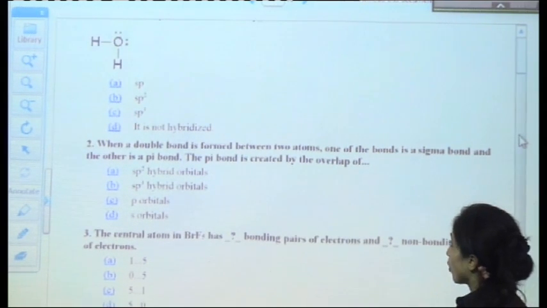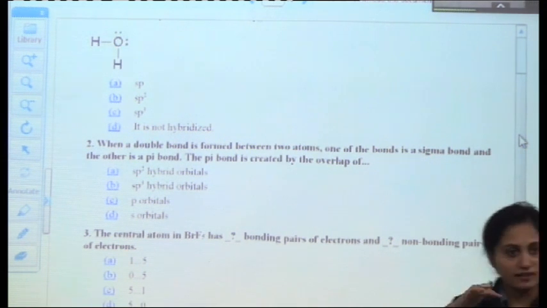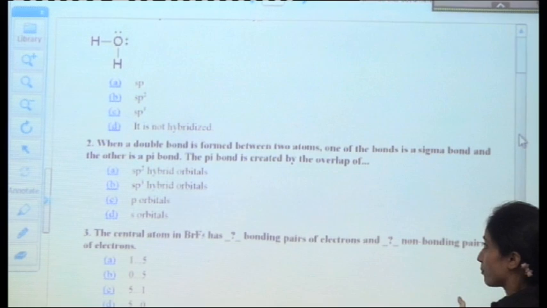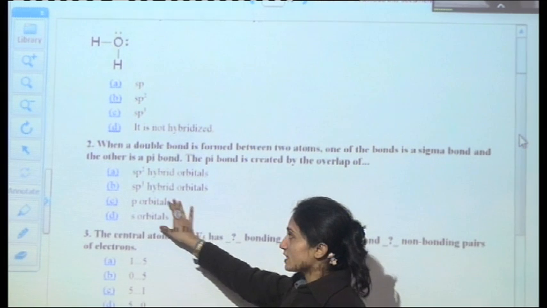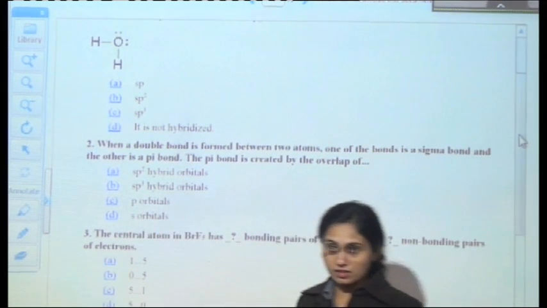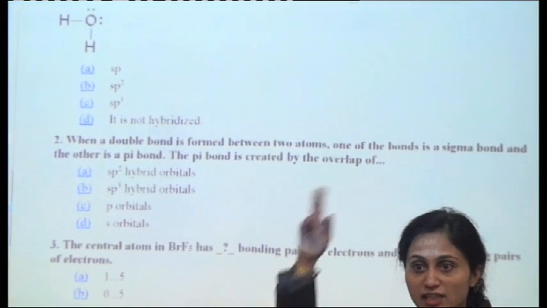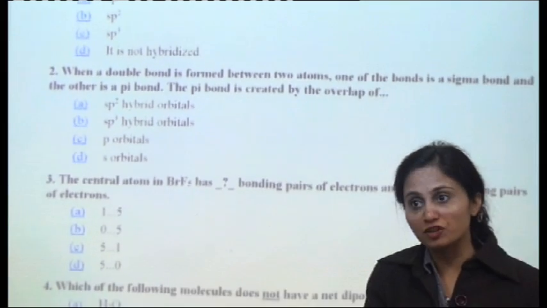When a double bond is formed between two atoms, one of the bonds is a sigma bond and the other is a pi bond. Yeah, you all know. The pi bond is created by the overlap of sp2, is it sp2 hybrid orbitals? sp3? It is simply p orbitals. Your pi bond is formed by px plus px or py plus py, where z is considered to be your internuclear axis.